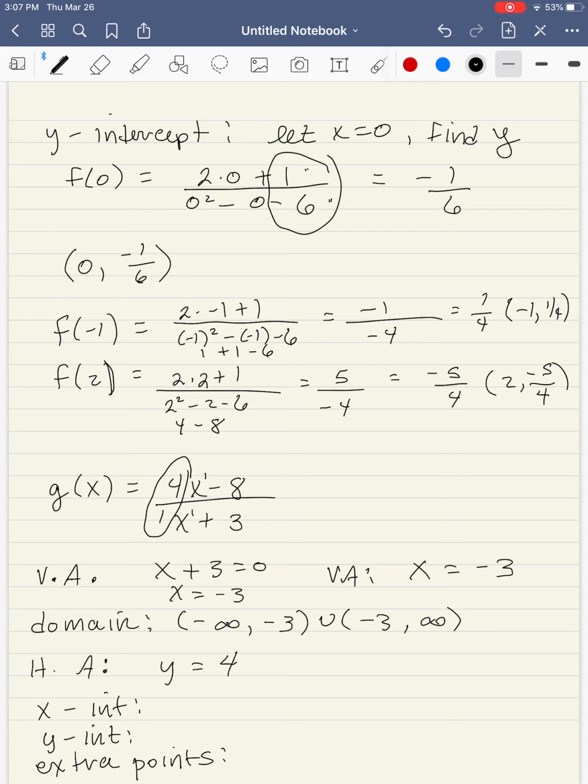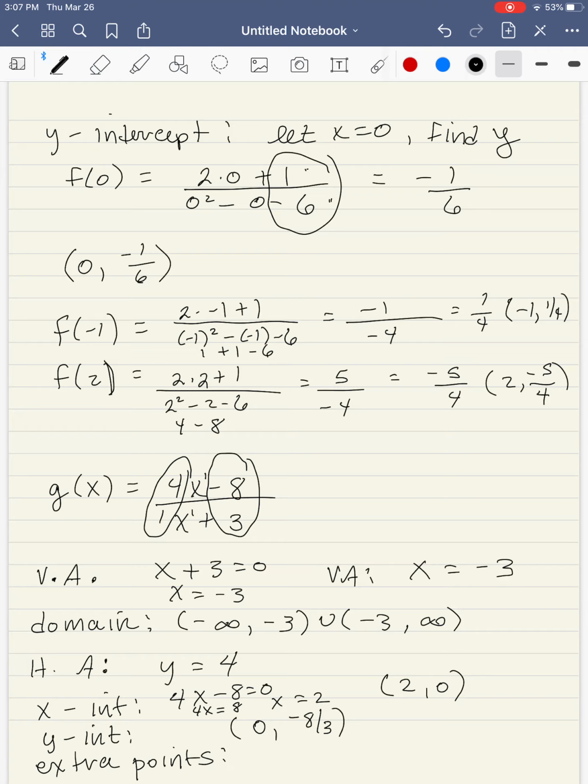Now for my x-intercept, I'm going to find the 0 of the numerator. So I set 4x minus 8 equal to 0. I didn't leave myself enough room here. I get x equals 2. So I have the ordered pair 2, 0. My y-intercept is going to be the ratio of the constants. So my y-intercept is going to be 0, -8/3.